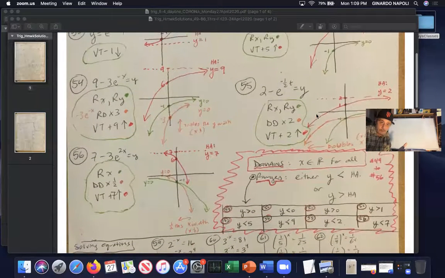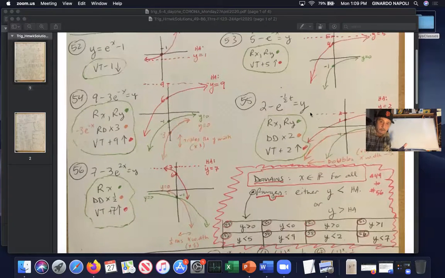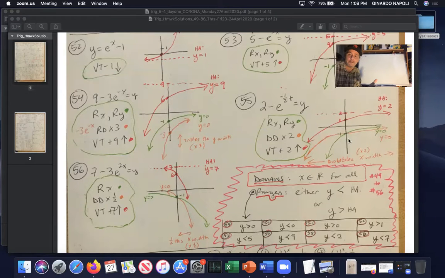Okay, and then there was a domain dilation, which would be this right here. And so that's going to double the width, right? And so that's why that orange graph gets doubled at the very end and then moves up. So once it moves up 2, that becomes this graph. Y equals 2 is now the horizontal asymptote.